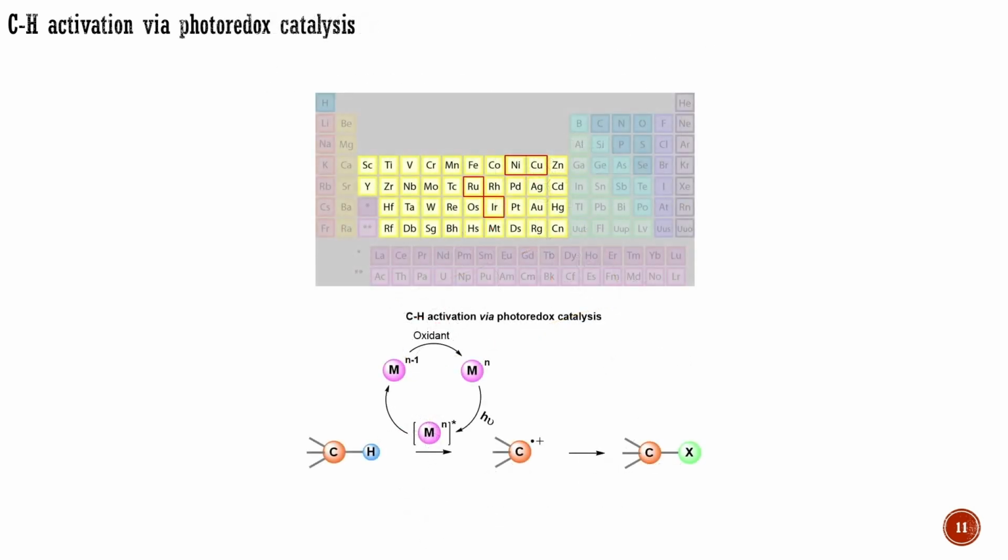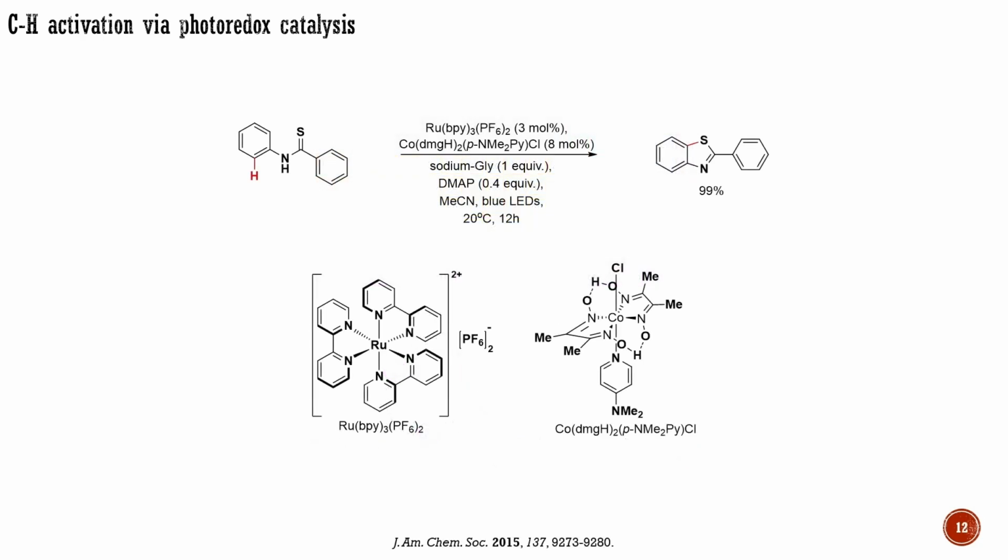The following mechanism is CH activation via photoredox catalysis. These processes are mostly radical, so whenever you encounter iridium bipyridine or ruthenium bipyridine complexes, you should think about photoredox catalysis. Let's consider the first example, the ruthenium and cobalt co-catalyzed intramolecular thiolation of arenes published in 2015.